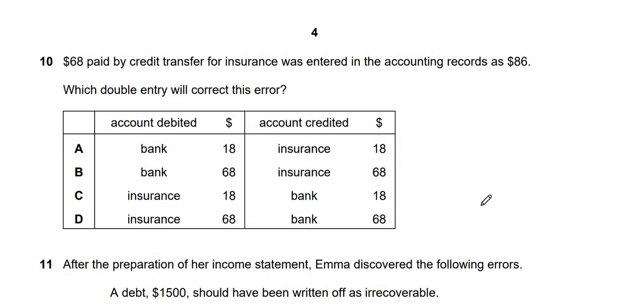Question number 10. It says $68 paid by credit transfer for insurance was entered in the accounting records as 86. Then it says which double entry will correct this error. So look, insurance expense payment was overstated. Insurance is an expense, overstated debit. Now we have to correct it, so we will credit it. So the correct entry would be that we need to record bank, because money will come into the bank, our asset would increase, and insurance would decrease. So the answer is A.